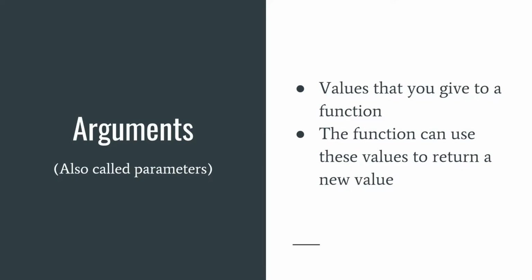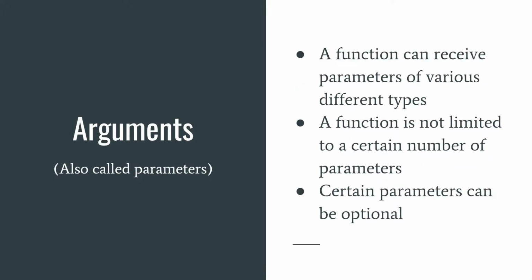Well, an argument is a value that you can give to a function. The function can take that value that you passed into it, and it can do something behind the scenes to return a new value. So a function can receive parameters of all sorts of different types. It's not limited to a certain number of parameters, and we'll look later on at how we can make certain parameters optional.